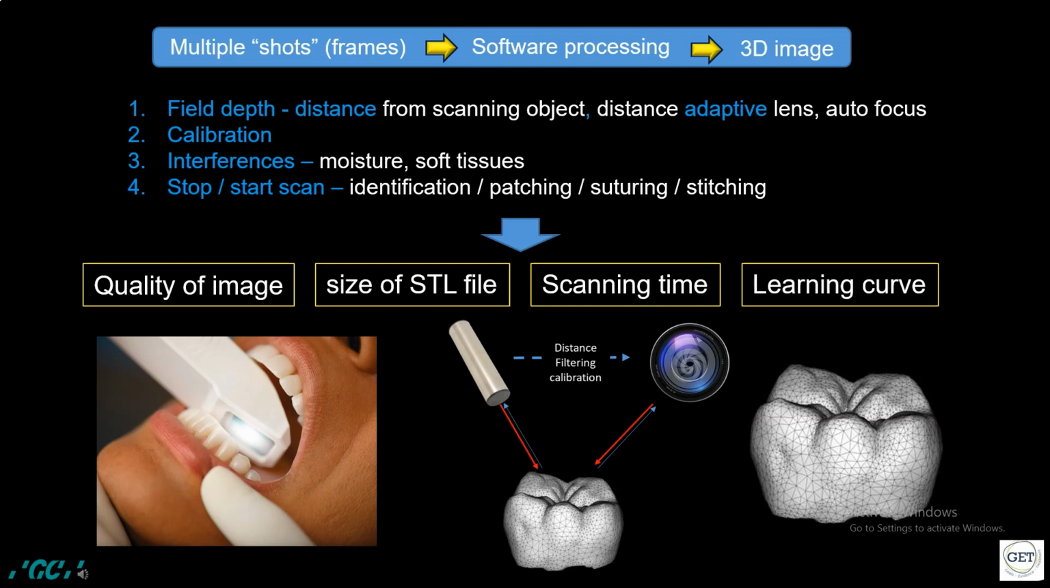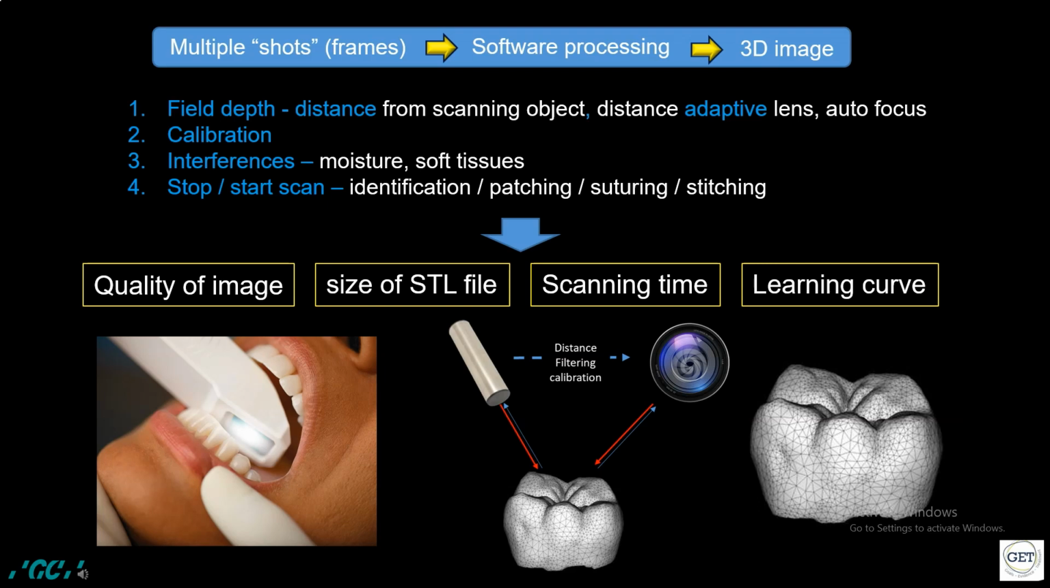Field depth, the capability of the lens to adapt very fast to a changing distance from the scanned object by auto-zooming and focusing. The bigger the field depth, the better it is, allowing the operator the freedom to move over the teeth without the obligation to keep a constant distance. In some scanners, the auto-zooming and focusing of the lens is done by a laser beam reflecting from the teeth.